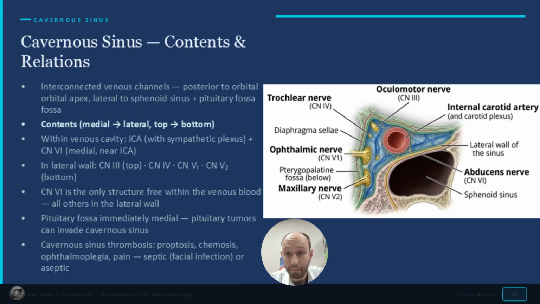The cavernous sinus is actually pretty important. There's a bunch of stuff that is in the cavernous sinus, and when there is cavernous sinus thrombosis, it kind of knocks them all out. It's a bad deal. So let's again discuss what is in the cavernous sinus. In the cavernous sinus, we have cranial nerve 3, cranial nerve 4, V1, and V2. The abducens nerve is unique among the nerves in that it runs free in the cavernous sinus within the blood flow, versus the other ones, which are attached to the cavernous sinus wall.